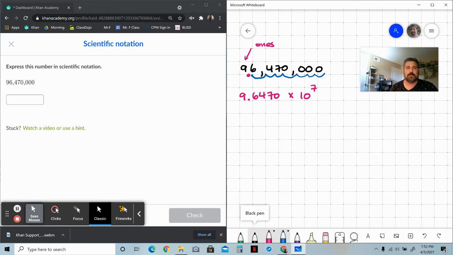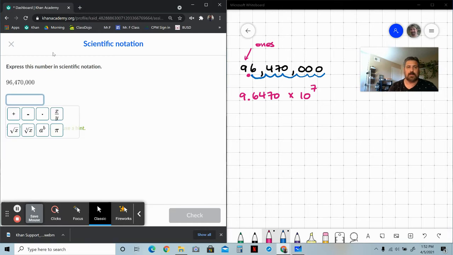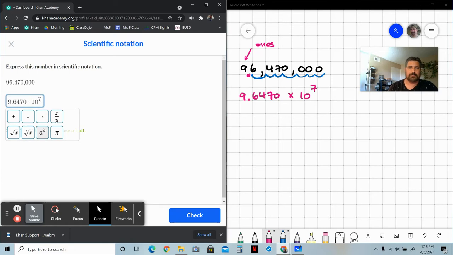9.6470 times 10 to the 7th. So that's what you'd write over here. So over here on our paper, you're going to write 9.6470 and then times, and then 10 to the, and then push the A to B button, 7.